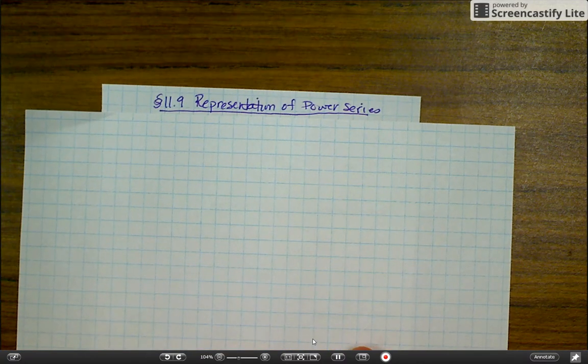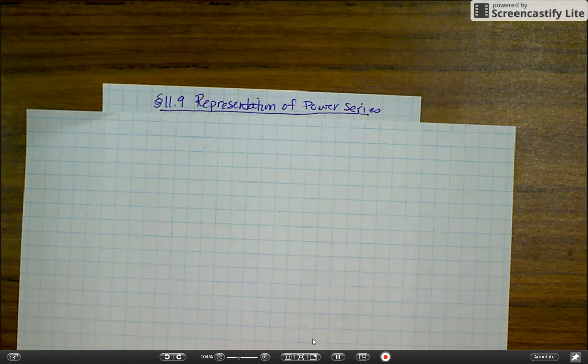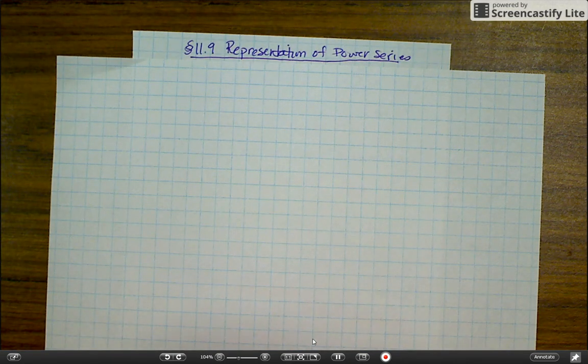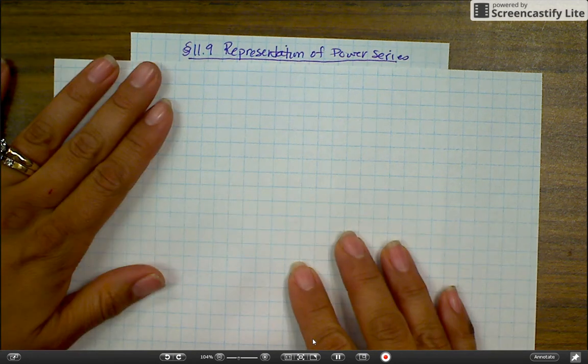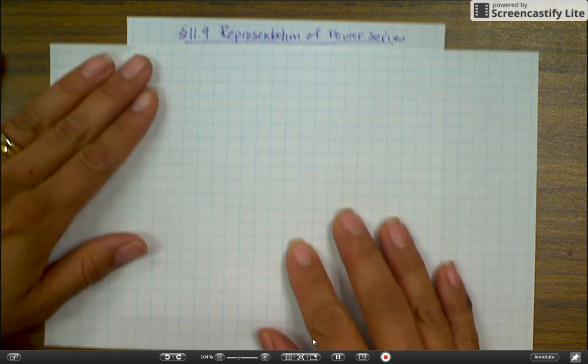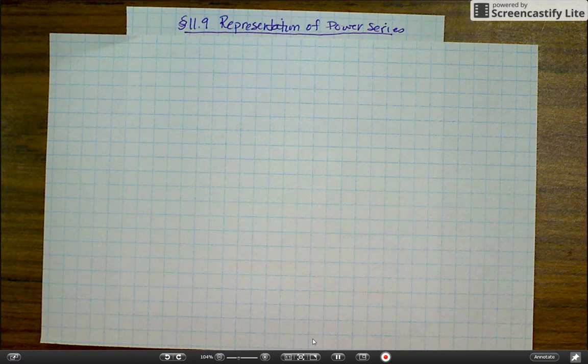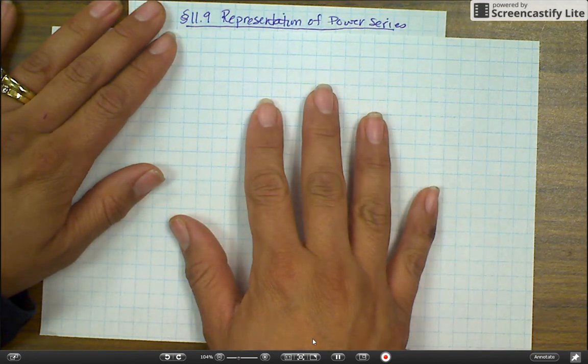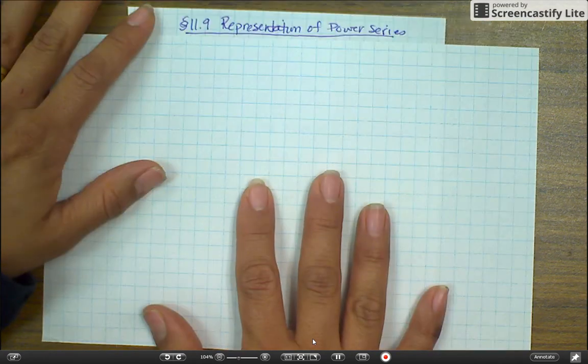All right, students. Okay, so today we're doing 11.9, representation of power series. Which basically we're going to take a power series and write it in different forms, or find an expression and rewrite it in power series form.